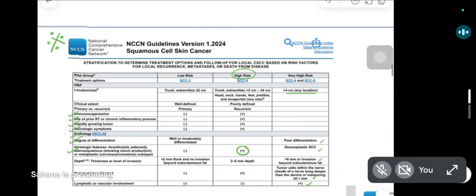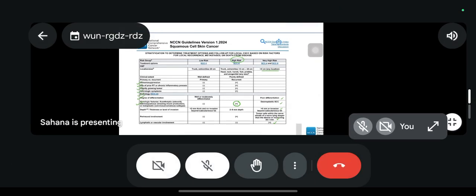So what makes them low risk, high risk, or very high risk? The larger lesion. Let me know that this NCCN classification is only for head and neck squamous cell carcinoma. It's not applicable for squamous cell carcinoma of other sites.